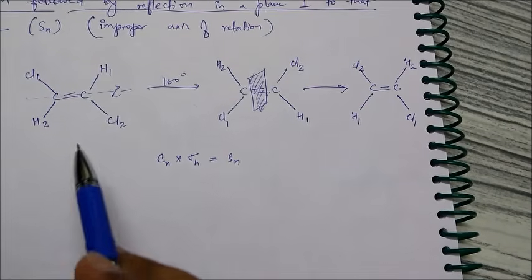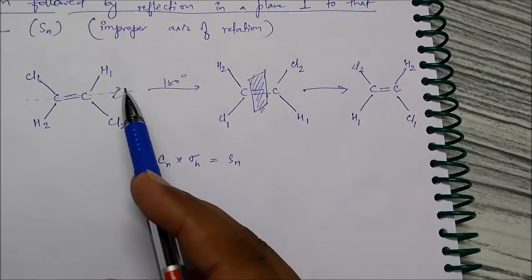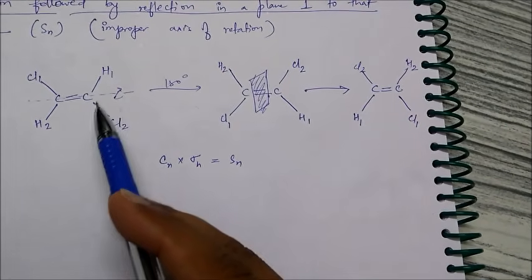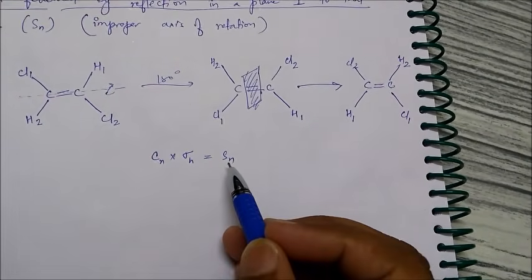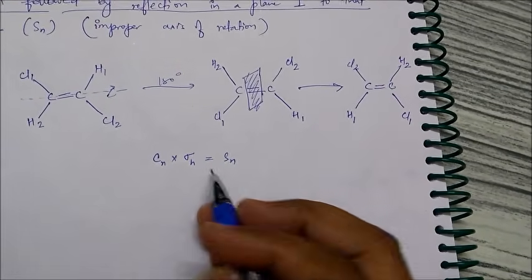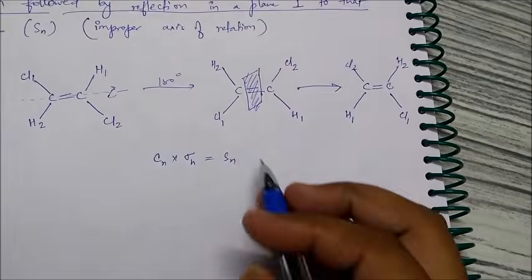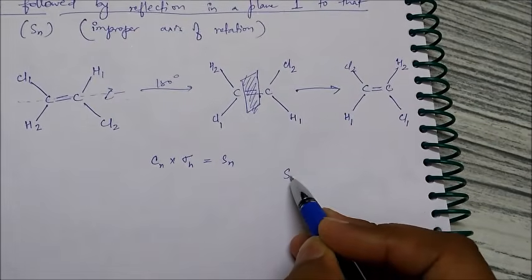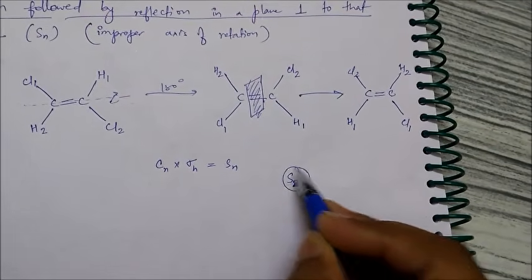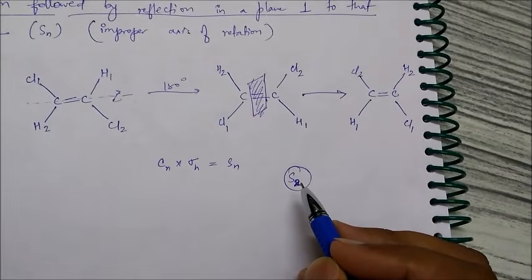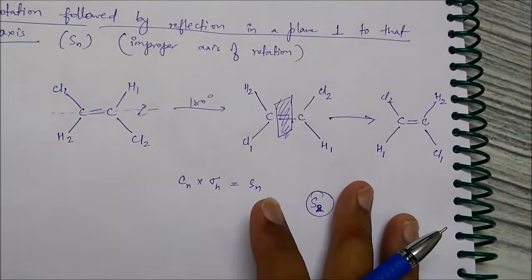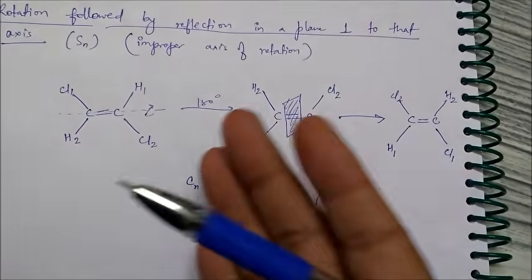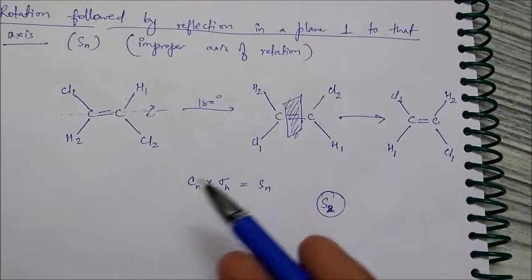So here the axis was twofold, the C2 axis, because we have rotated it by 180 degrees, so the value of n will be 2. So for this example we have S2, so we have the S2 point group. This was all about the different operations and how to perform them.